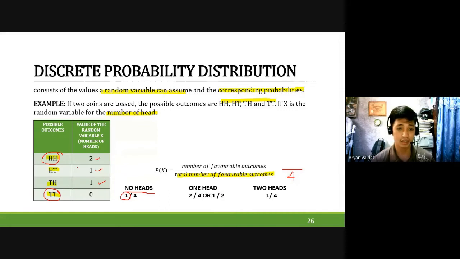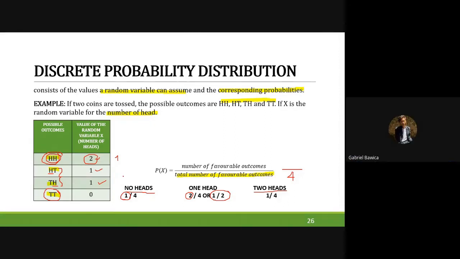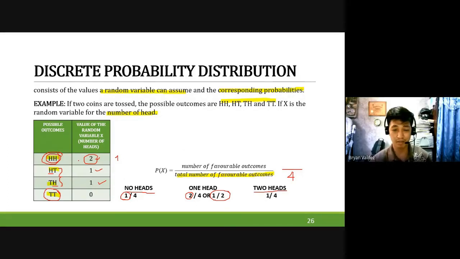Lalabas yung isang head. So, ito. So, ilan yung possible outcomes natin? So, 2. Kaya siya naging 2 over 4. Kailangan lang natin siya i-lowest term. Kaya siya naging 1/2. So dito, ilan yung percent or ilan yung chance na lalabas yung 2 heads? So dito may 2 tayong head. So ilan lang yung chance na lalabas siya? 2 ba? Or 1 lang? Hello? 1 lang po. Yan, salamat. Isang beses lang siya possible na lumabas.